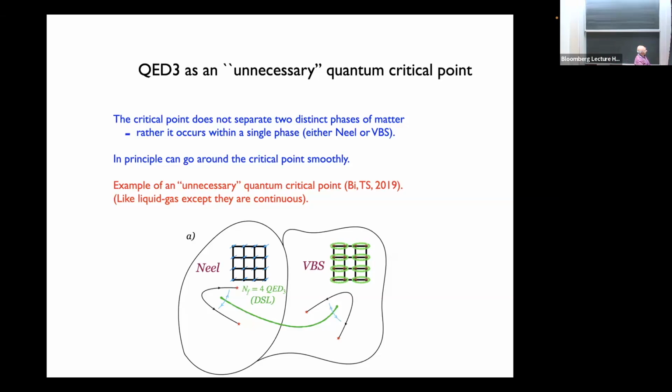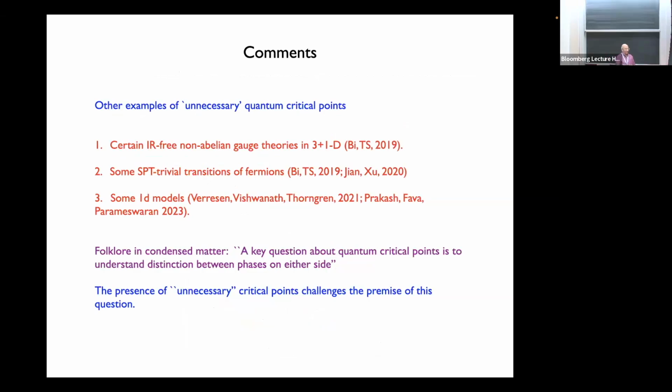This is an example of what we call an unnecessary quantum critical point. It's like a liquid gas transition where there's a sharp phase transition, but you can go around. Here, the difference is that unlike in liquid gas, this is a continuous phase transition. And there are many other examples of unnecessary quantum critical points that we found in the last few years.